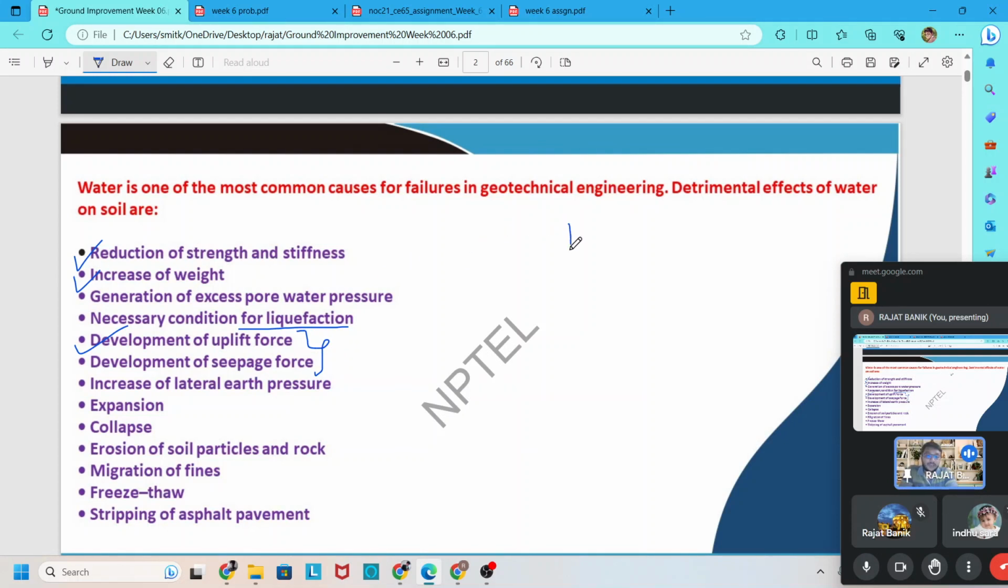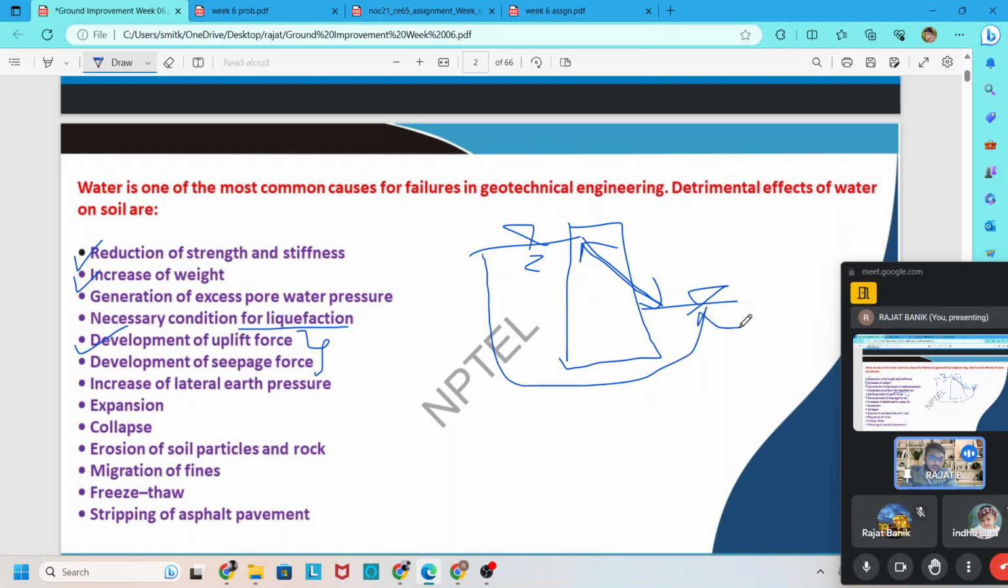If we say one dam is present, and one side is a higher water table and another side is a lower water table, there is some head difference created. Due to this difference, we know that water flows from higher head to lower head. So water can pass like that. During this passage of water, seepage forces may develop in the soil, or uplift force may also develop.